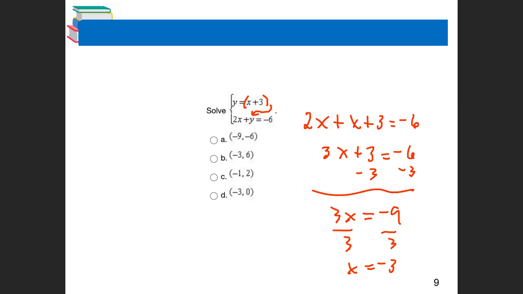Now, I'm not done yet, because remember, with a system of equations, the answer is an ordered pair. So negative 3 is my x value. To find my y value, all I have to do is go up to one of the original equations. The original equation was y is equal to x plus 3, so I'm going to put negative 3 in there. So negative 3 plus 3 is 0, so my answer should be negative 3, 0. All right, any questions so far on using substitution to solve?